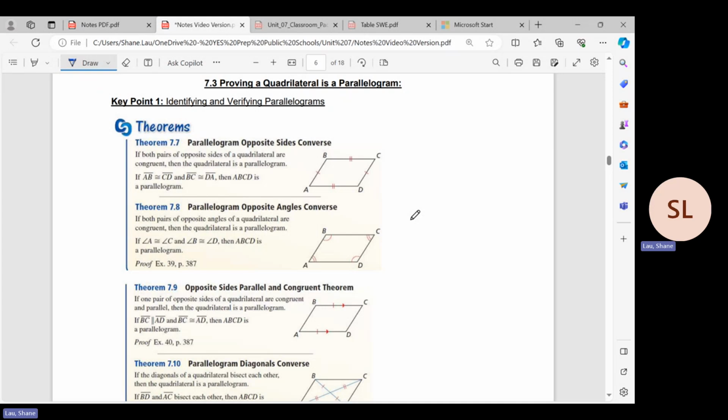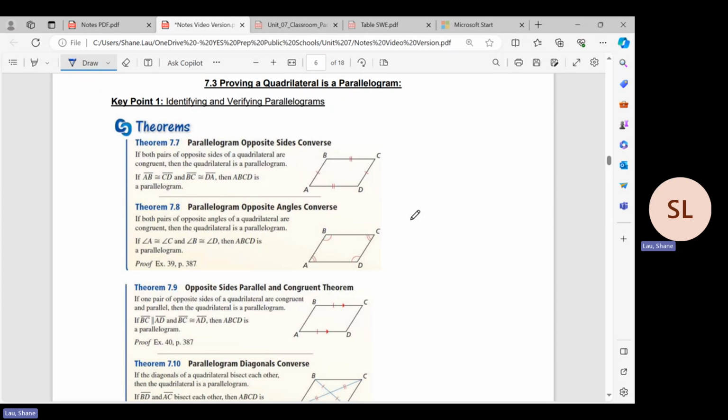Now, the start of it is that we have to look at some new theorems. And these new theorems actually don't feel quite as new as you may think. They're actually pretty similar to things we've already seen before. And so we look at 7.7. It says the opposite sides converse.